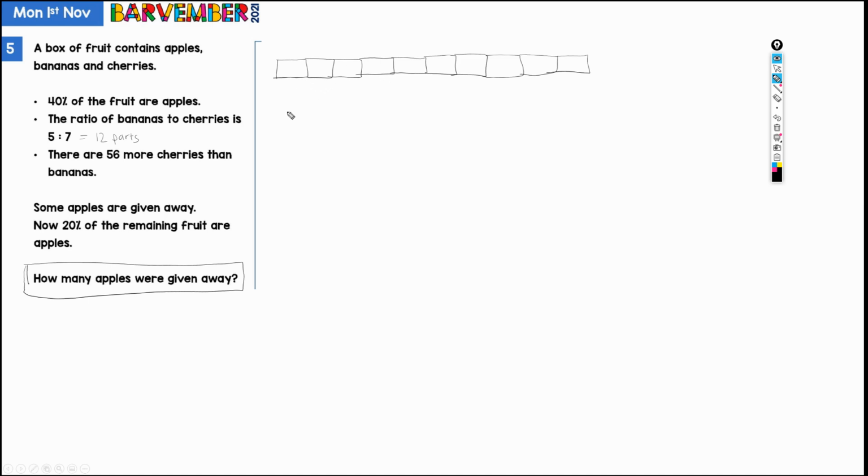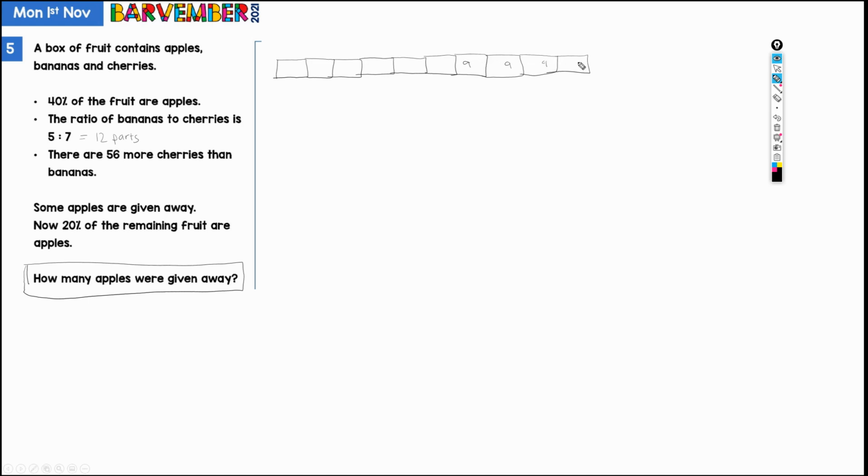And we know that if 40% of the fruit are apples, that means that the bananas and cherries must comprise 60%. Now, I can see here that 60% works nicely with 12 parts. So I could continue to use this diagram. I'm going to put the 40% of apples over here at the end, because we're giving some away and I always like to take away from the back of the bar. Each of these 10 equal size parts represents 10% of the whole. So 1, 2, 3, 4, this is apples.